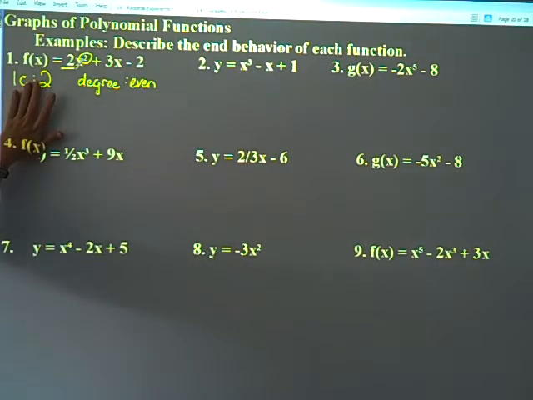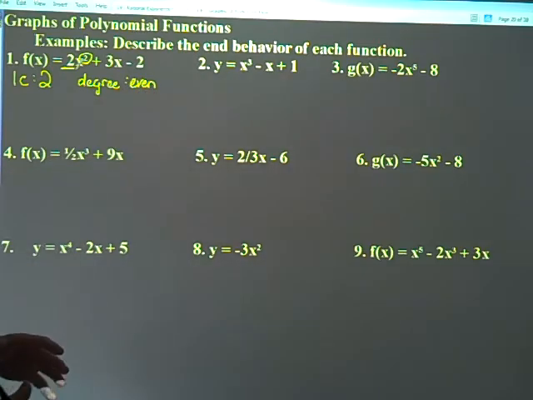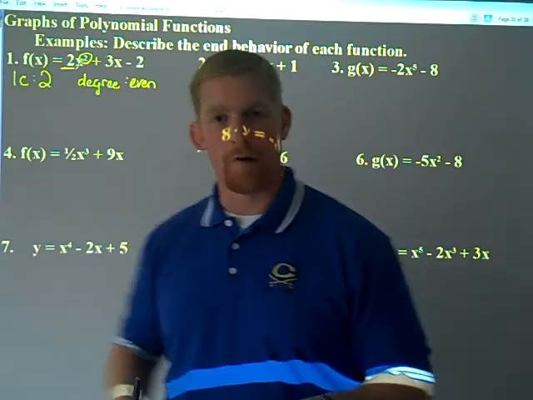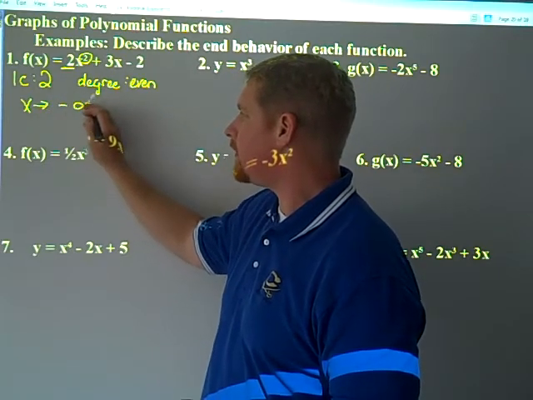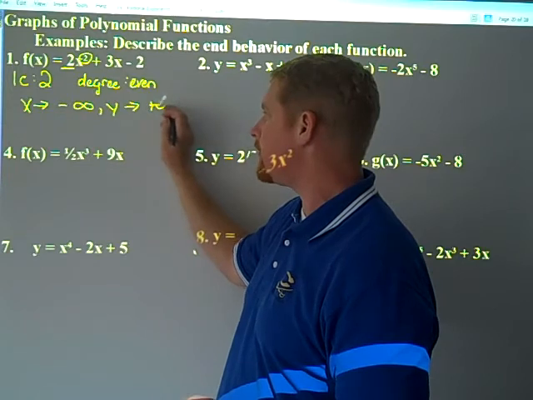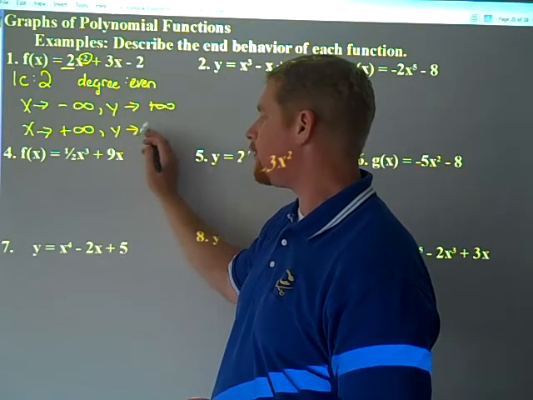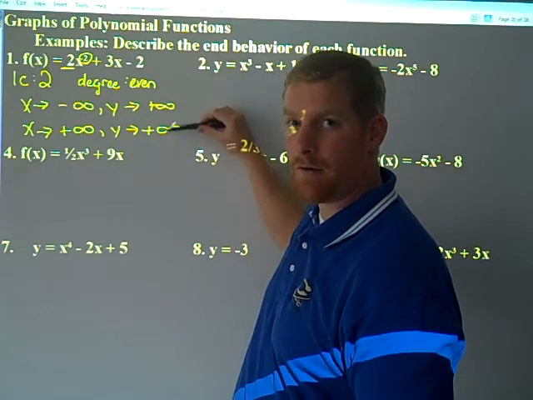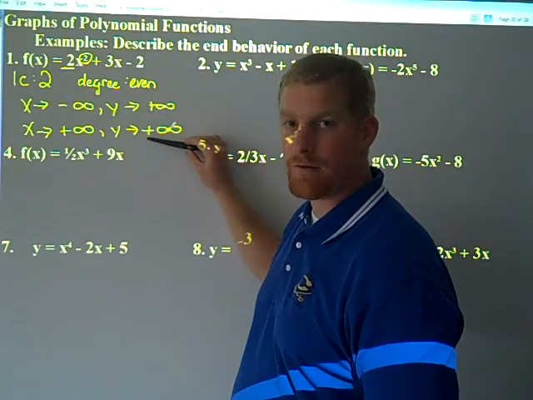If your leading coefficient is positive and your degree is even, then your function is going to open up and you're going to have end behavior heading in the same direction. So, as x approaches negative infinity, y is going to approach positive infinity. As x approaches positive infinity, y is going to approach positive infinity. Even power tells me the end behavior ends up in the same place. Positive tells me that they're going to positive infinity.